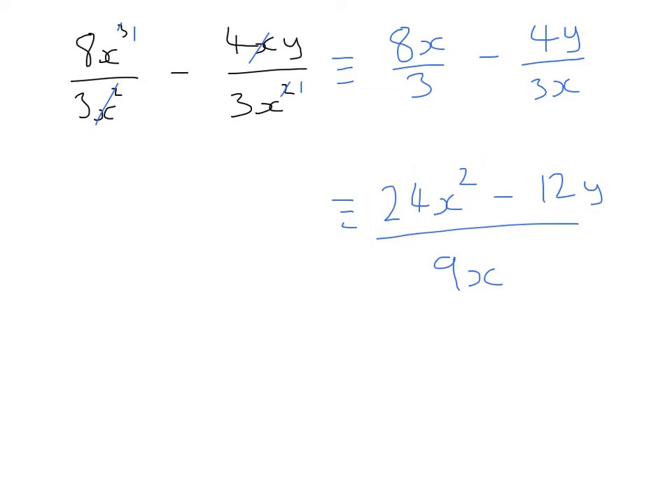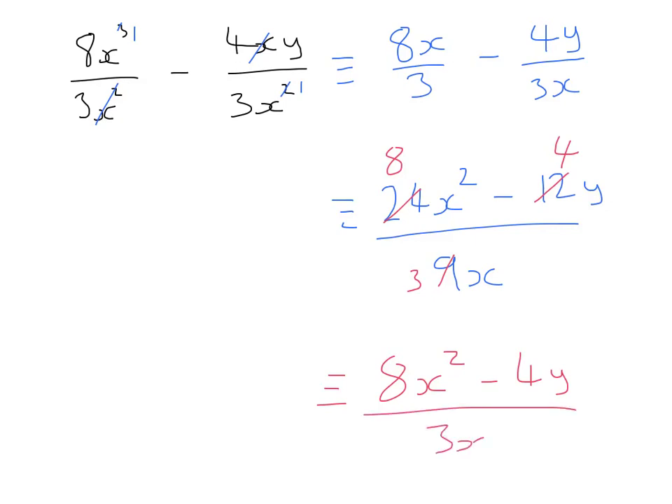We can now look at each of the terms to see if we can simplify this any further. 24, 9 and 12 all have 3 as a common factor, so we can divide 24, 12 and 9 by 3. There's an x in this term and this term, but not here. And there's no y's in these terms, so we can't cancel out any of the letters. This leaves us with 8x squared minus 4y over 3x.